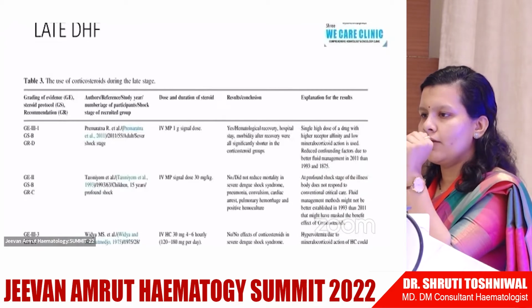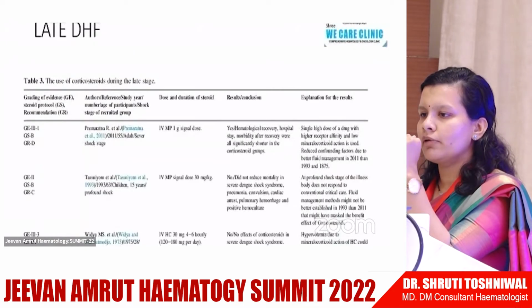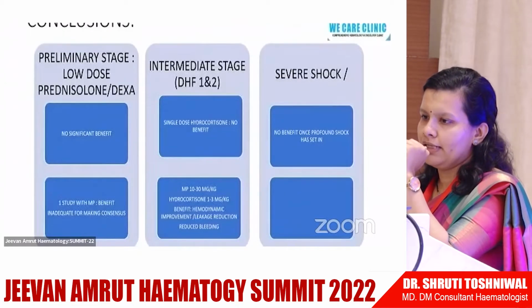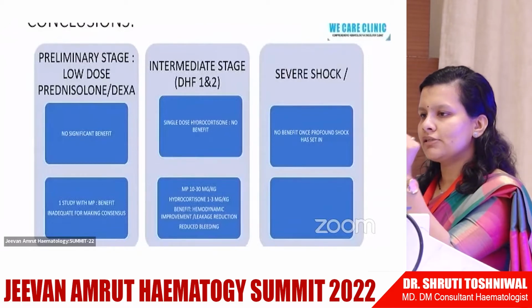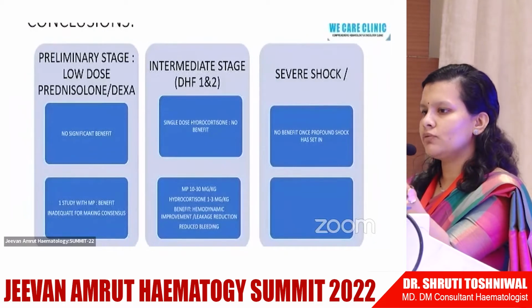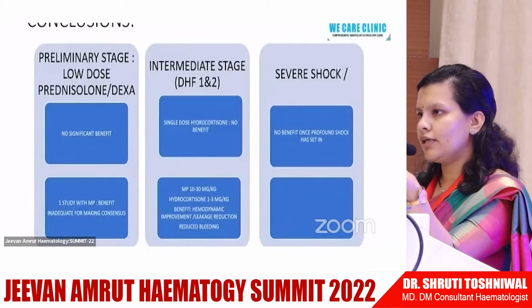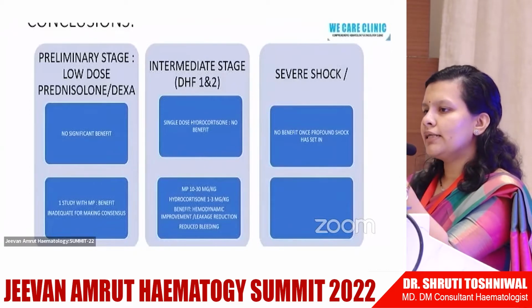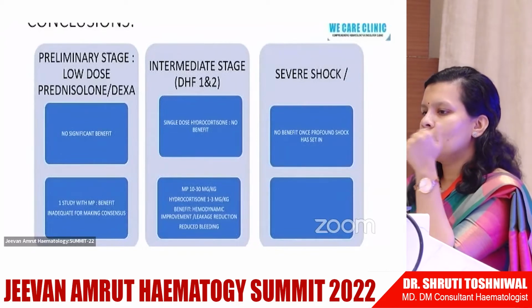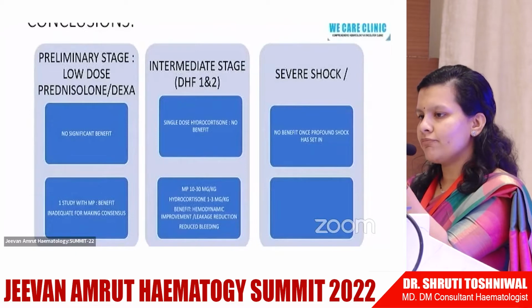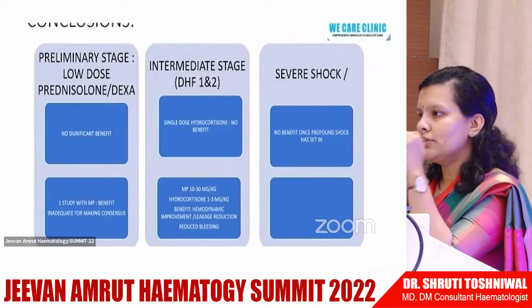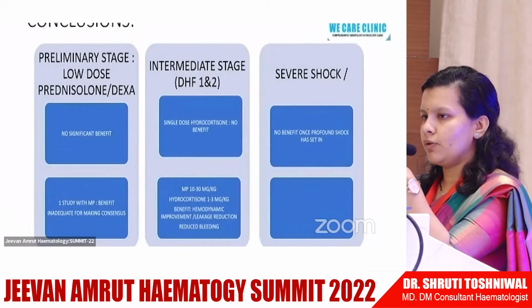And what happens in the late dengue hemorrhagic fever? In late dengue hemorrhagic shock, whatever you give, there is not much benefit once profound shock has set in. This is just on the basis of some studies and trials, but there is not much randomized control trial evidence. Their conclusion is that in the intermediate stage, like the early critical phase, high dose methylprednisolone and hydrocortisone have given some benefit, but still WHO doesn't recommend giving steroids at present because there's no randomized control trial for steroids.